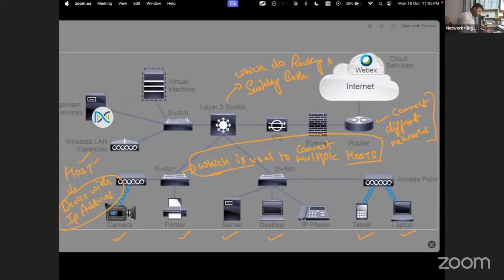Where we assign an IP, it is called a host. Any machine, computer, printer, server, desktop, IP phone, all these are called hosts, because sometimes in the books it will be written that the IP address is given to host 1 and host 2. Computers, printers, laptops, any device where we give an IP address is called a host. Multiple hosts means multiple machines.